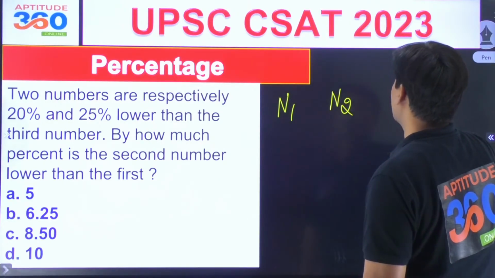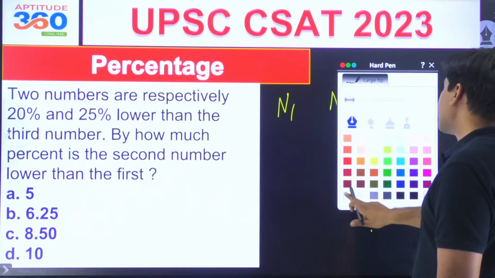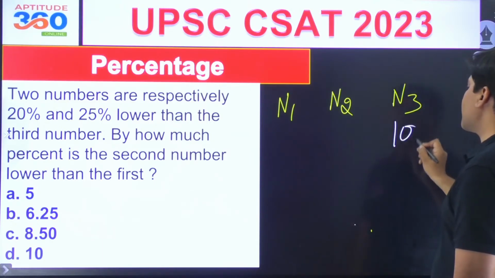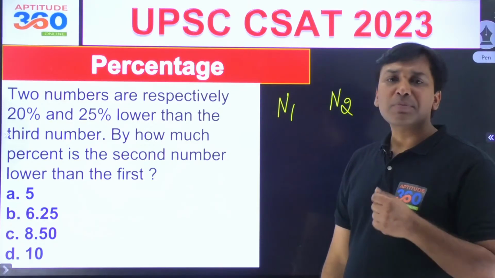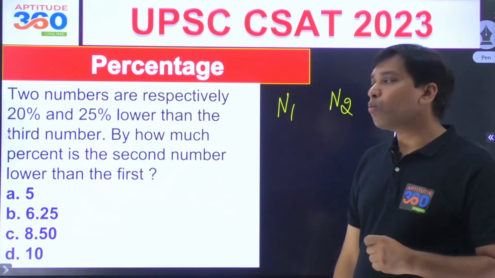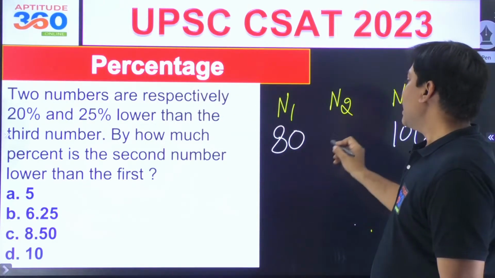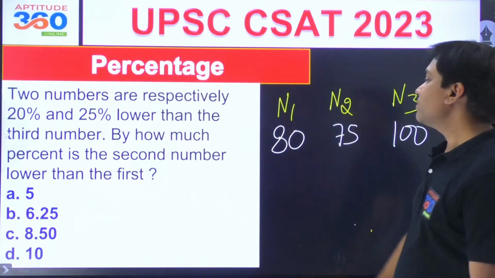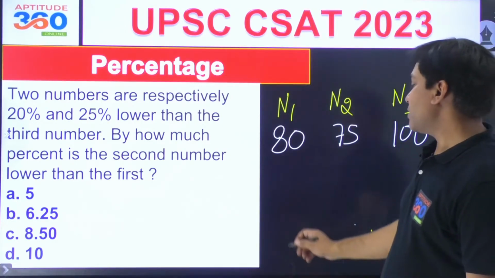Okay, number 1, 2 and number 3. Two numbers are respectively, I would say my number 3 is 100. What is my number 3? It is 100. So first number is 20% less. It is easy to find 20% of 100, right? 100% of 100 is 100, 1% is 1, 20% is 20, 20% less. So first number is 80 and the second number is 75. By how much percent is the second number lower than the first number?